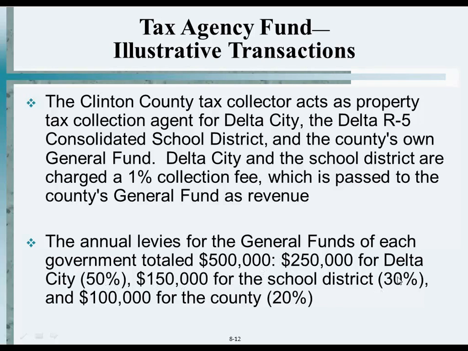Notice what we did. We came up with the percentages. Why? Because now every dollar that's received, how do you distribute it? 50% goes to Delta City, 30% goes to the school district, and 20% goes to the county. But there's a 1% charge, right? So what do you do? Of each dollar, you take what? A penny out, right? And then distribute it in that proportion. So let's see how that works.